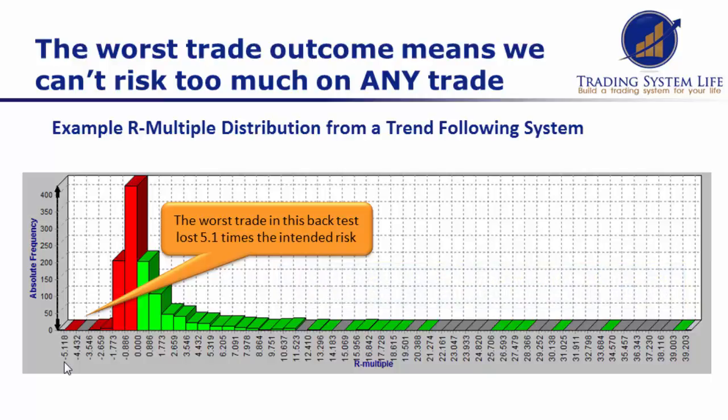So when you look at your trade distribution profile like this in terms of R multiples, you need to make sure that you're comfortable with the amount that you're risking and what that'll translate to in terms of the worst possible loss. This is why I teach people that when you're doing trend following particularly, you need to risk much less than 2% per trade.